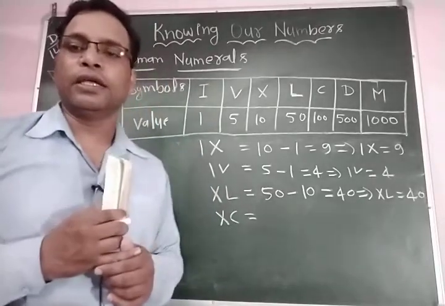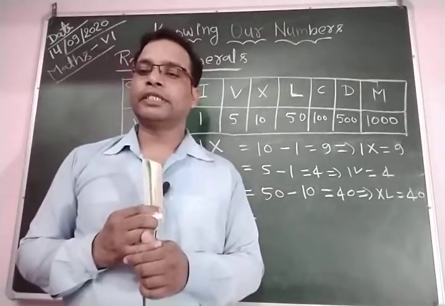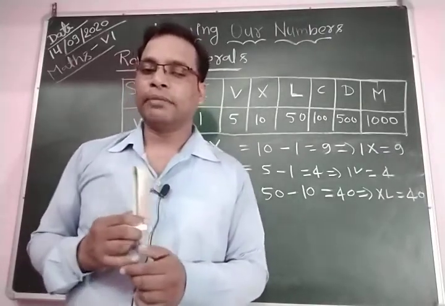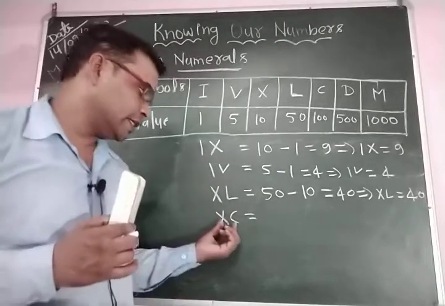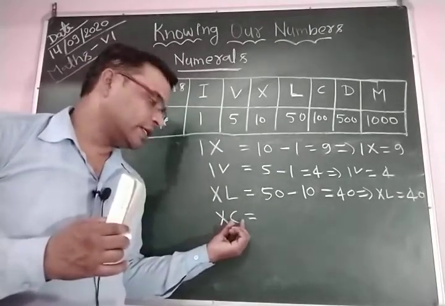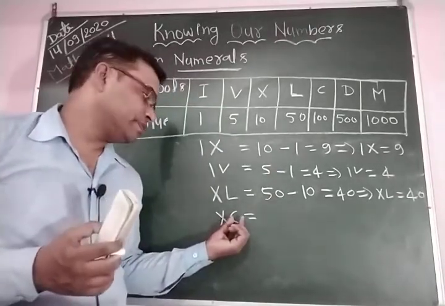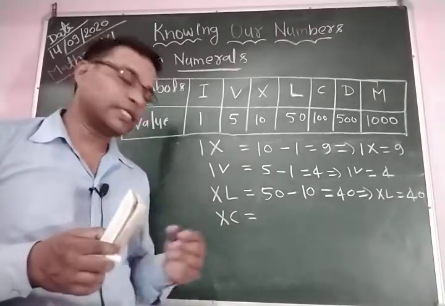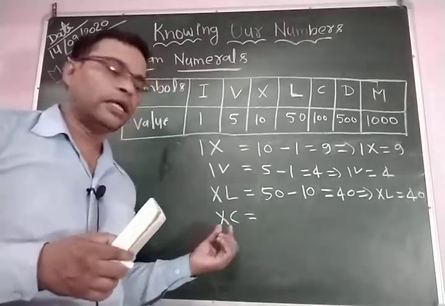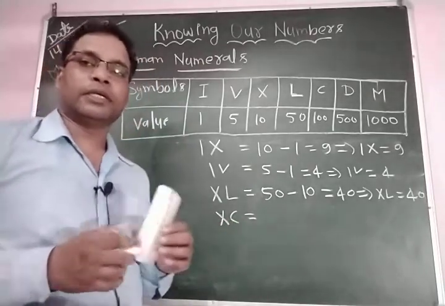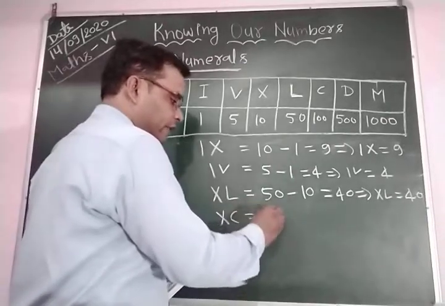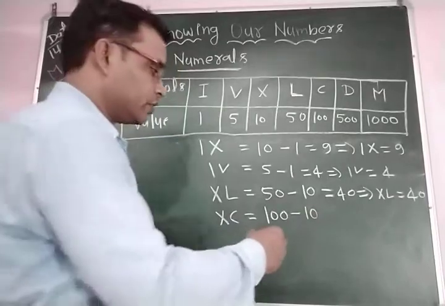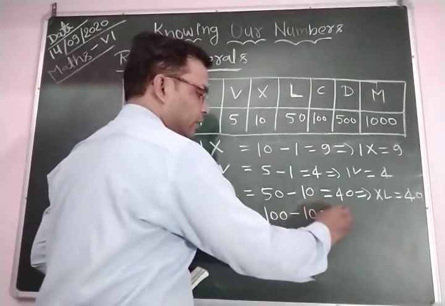smaller value is written to the left of the symbol of greater value, then its value gets subtracted from the symbol of greater value. So here you can see X is the symbol of smaller value and C is the symbol of greater value. So the value of X is subtracted from the value of C because C is the greater value and X is the smaller value, and X is written to the left. Okay, so the value of C is 100 minus the value of X, 10. So this is equal to 100 minus 10, which is equal to 90.